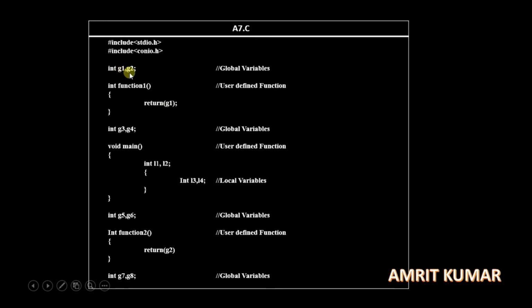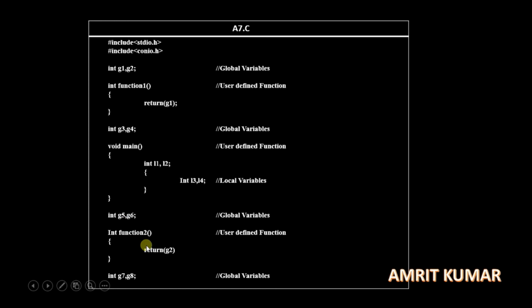But G1 and G2 are global variables. G3 and G4 are global variables. I1 and I2 are local variables. I3 and I4 are local variables. What about this variable? This is also a global variable because it is declared outside of the open and closed curly braces. So G5 and G6 are also global variables of data type int, so they can only store integer type values.